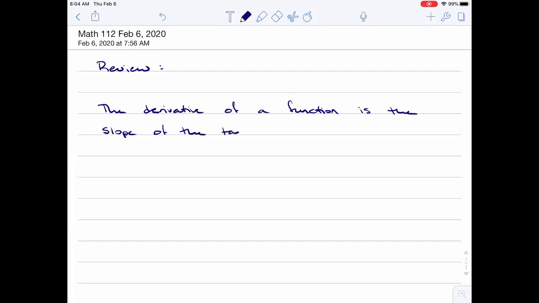Okay, so just as some quick review, last day we said that the derivative of a function is going to be the slope of the tangent line. Right? And so the derivative of a function is the slope of the tangent line.